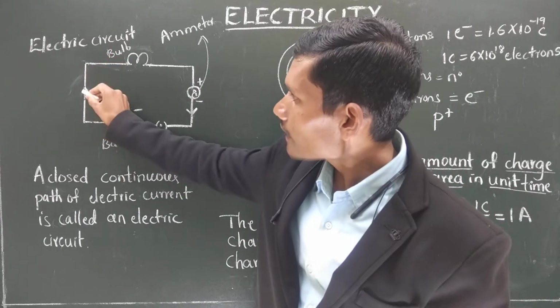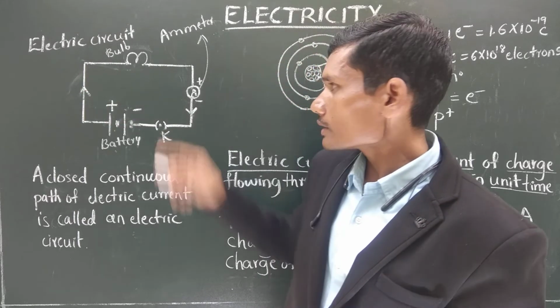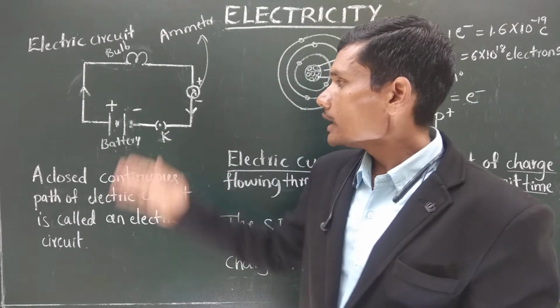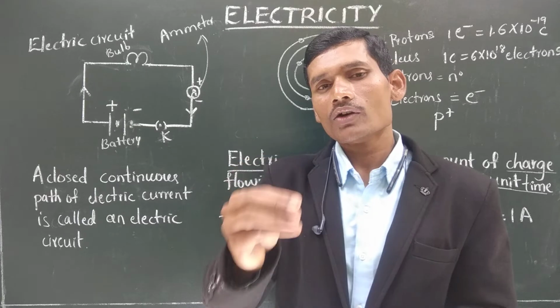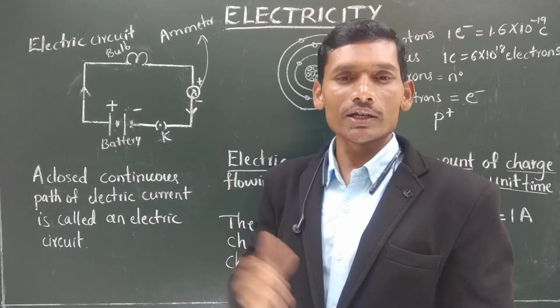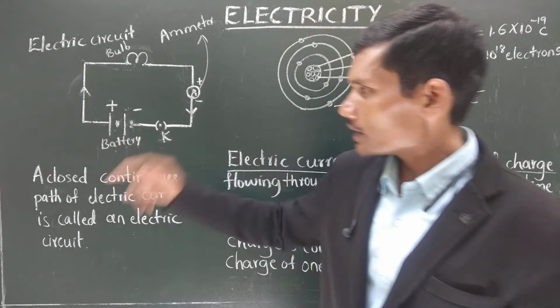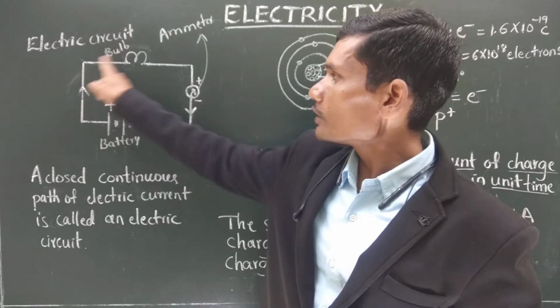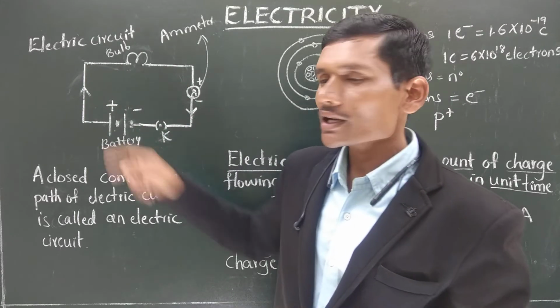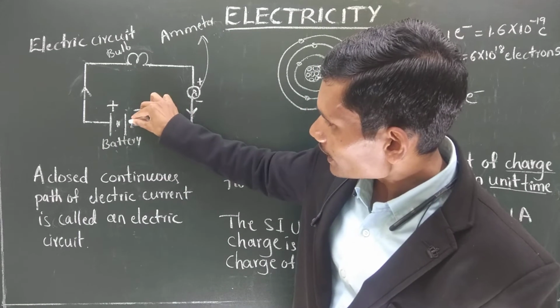Here arrow marks are shown. What are these arrow marks denoting? They show the direction of electric current. They show that from the positive to the negative terminal, the electric current is flowing, right?